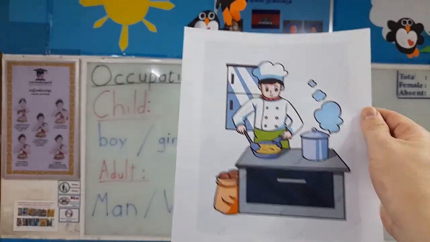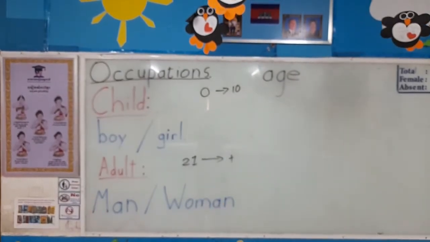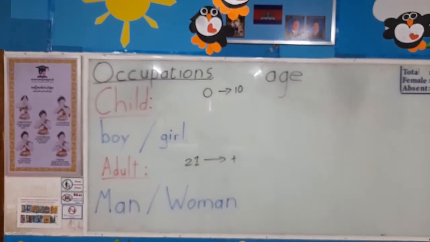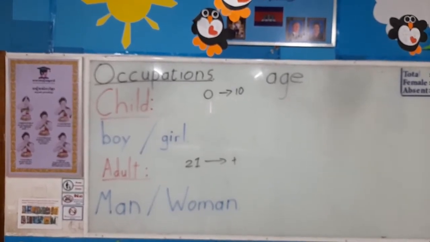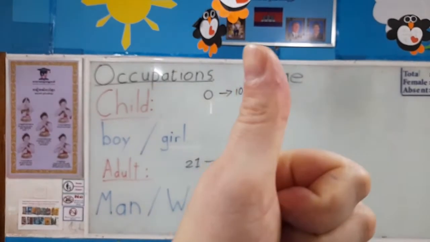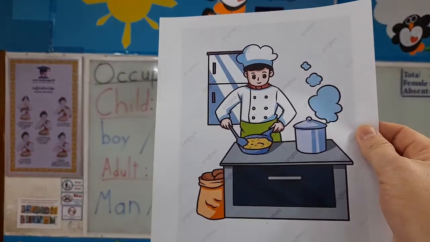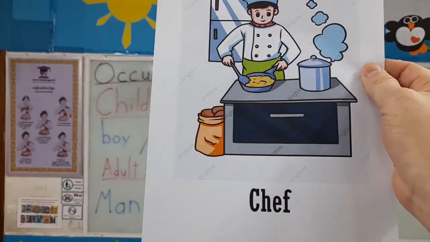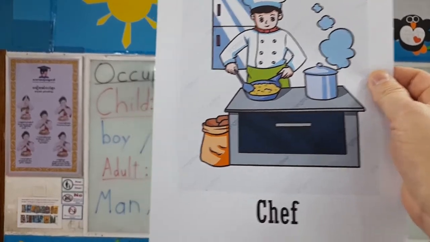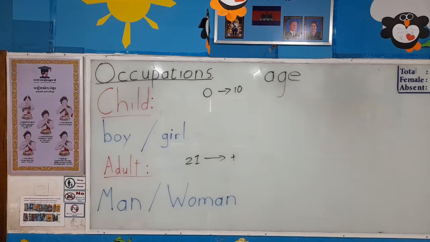The reason I want you to know today about man and woman is that anybody can do any job. I want you to remember this for as long as your life goes on. Anyone can do any job as long as you try hard enough. So a chef can be a boy or a girl. But again, they are adults. We do not say boy or girl. We say man or woman. Remember that. It's coming up soon.